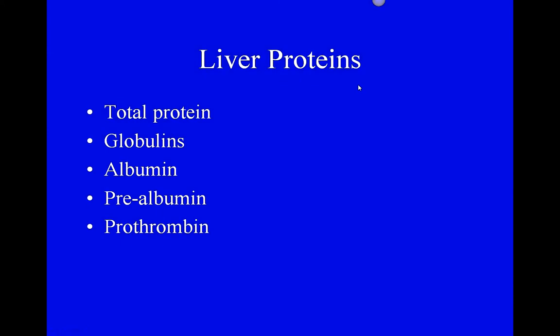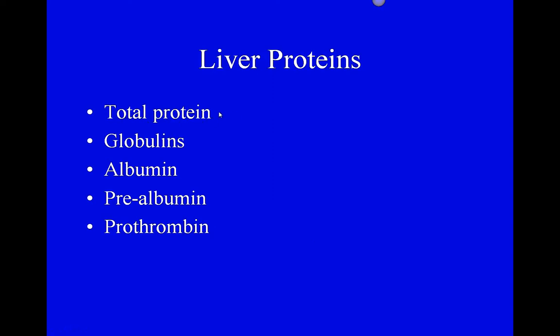All right, so with liver proteins, we have these proteins that are produced in the body. We have globulins that are produced, we have albumins, we have prealbumin, and we have some prothrombin that's produced, all by the liver. And so if we have problems with the liver, we can also have problems with bleeding times being too long, and a person who has maybe edema.